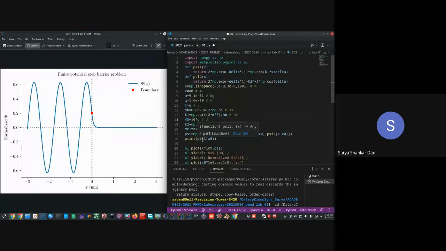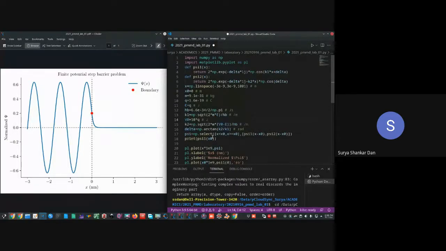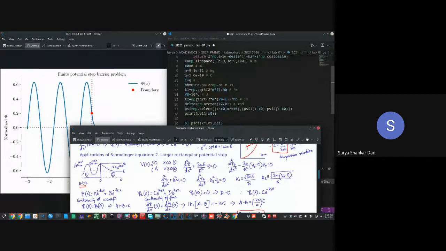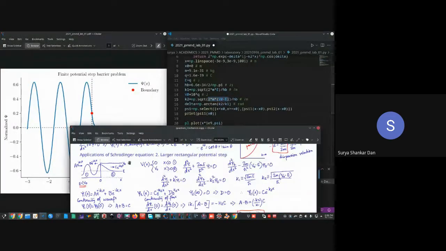We will come into this soon after the program starts working. Now, this K2 and K1, this is the K2 expression. So how will we get the K2 expression? K2 is given by the square root of twice m into V naught minus E, divided by H bar. I have just coded this in Python.